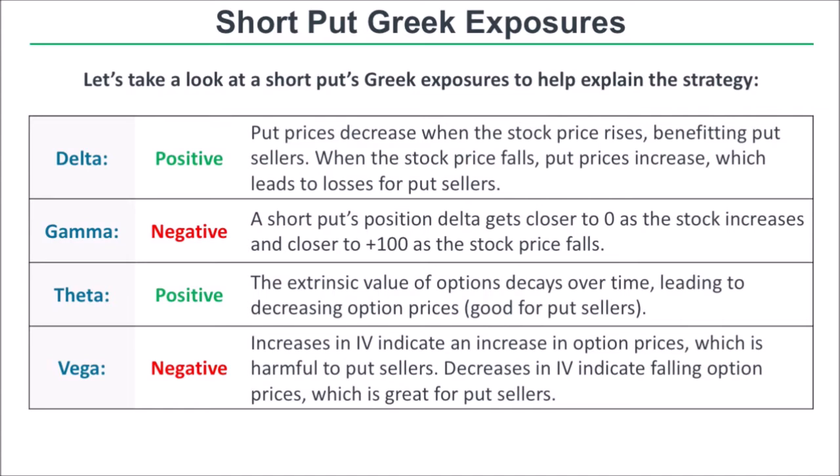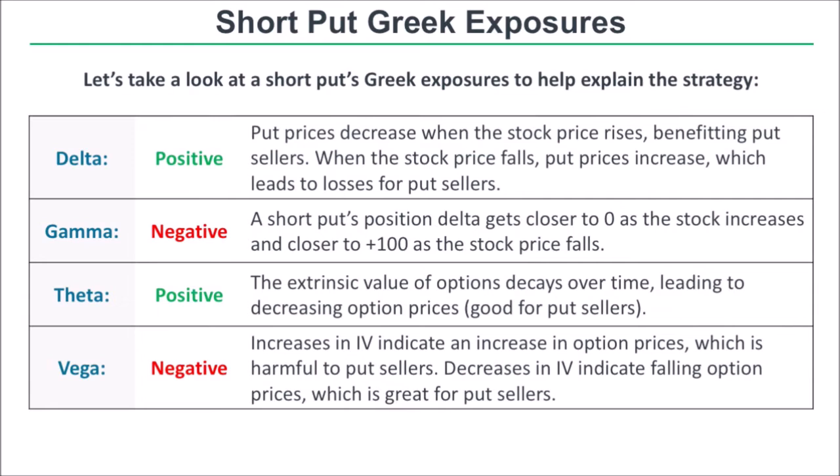First of all, a short put has positive delta, and that's because put prices decrease when the stock price rises, which leads to profits for anyone who is short a put. Since when you sell a put, you want the put price to decrease. If the stock price increases, that leads to a decrease in put prices, which benefits put sellers. On the other hand, when the stock price falls, put prices increase, which leads to losses for put sellers. So the short put strategy has positive delta, so you profit when the stock price increases.